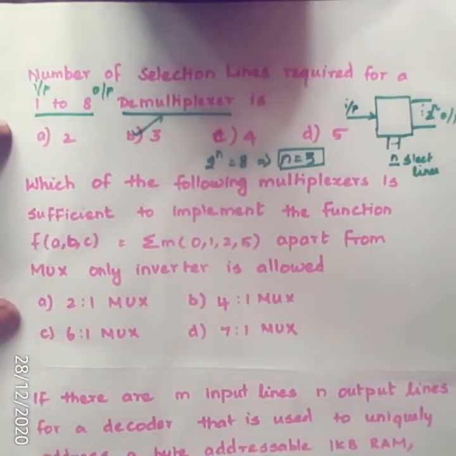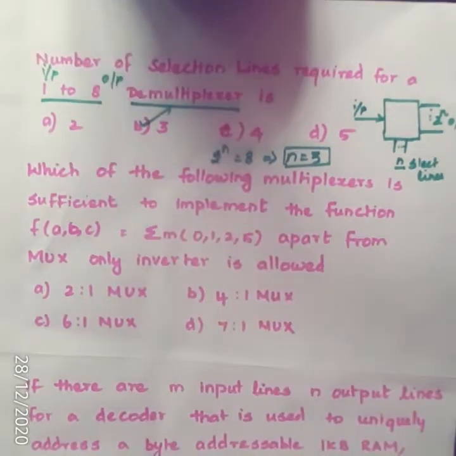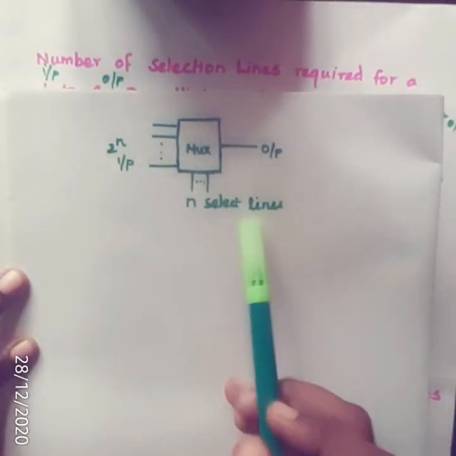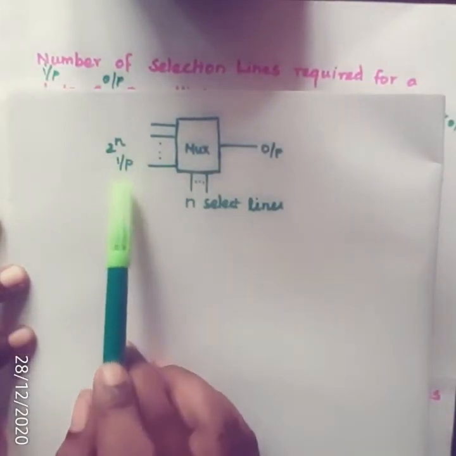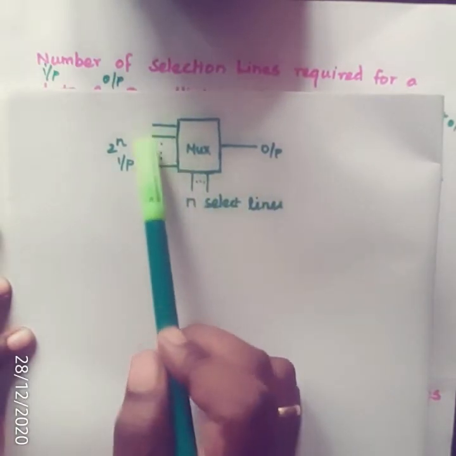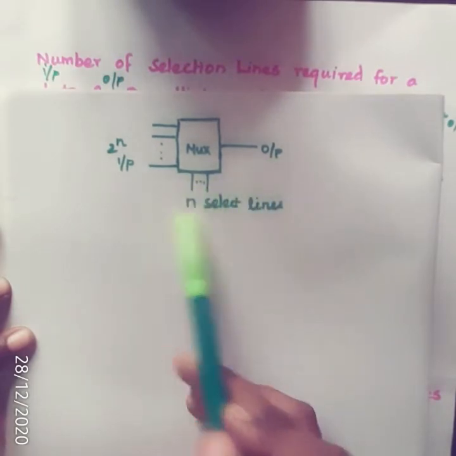Next question: which of the following multiplexers is sufficient to implement the function F of ABC equal to sum of minterms 0, 1, 2, 5? Apart from the multiplexer, only an inverter is allowed. Okay, so we know the multiplexer. This is a general block diagram of a multiplexer which has 2 power n input lines and a single output line. Which input line is sent to the output is decided by the selection lines.